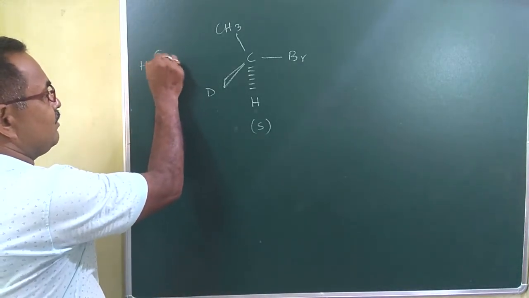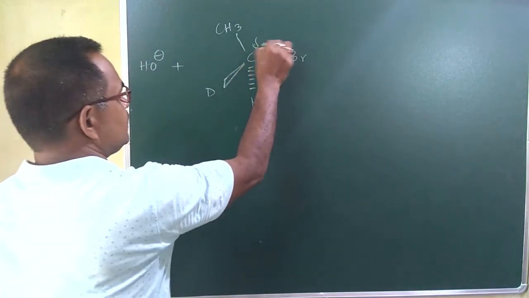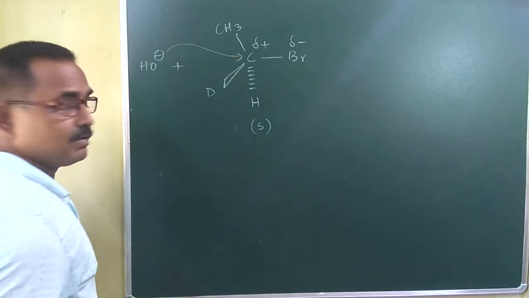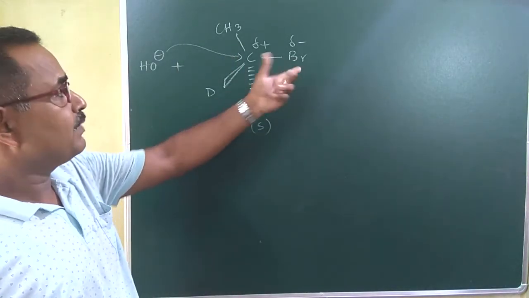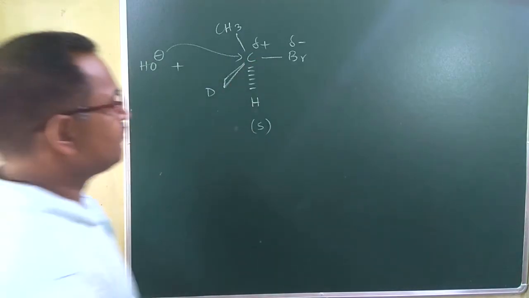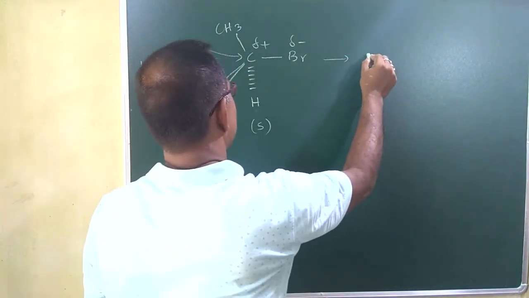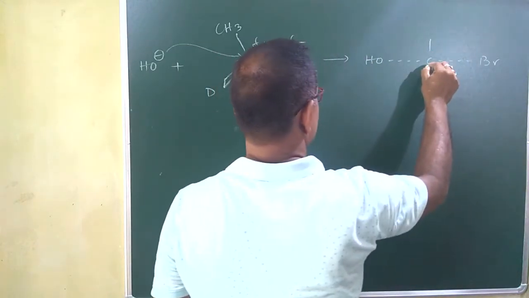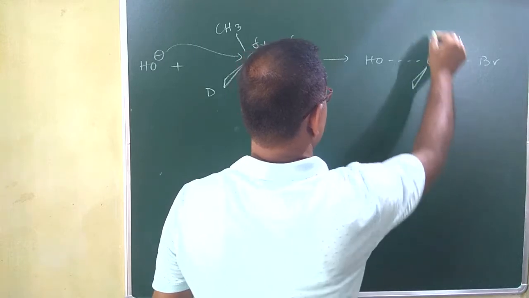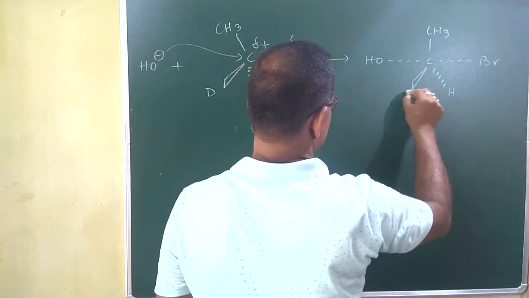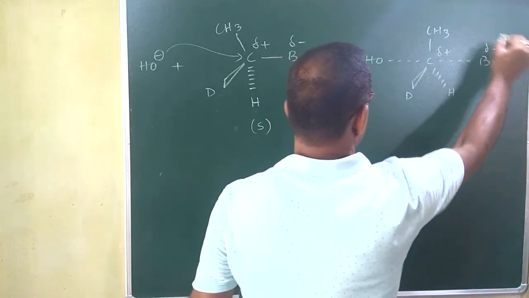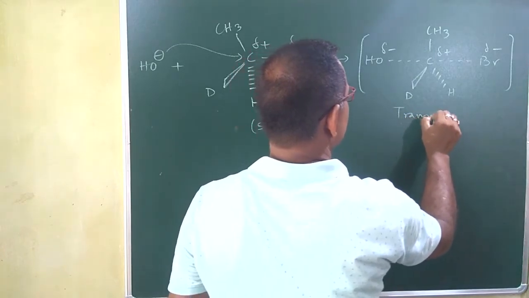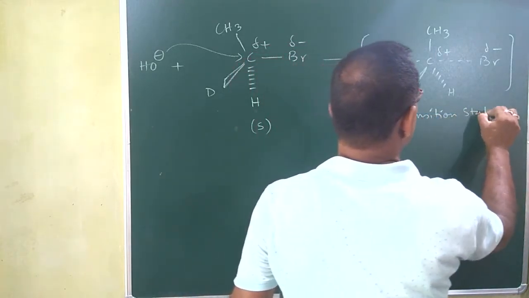Suppose hydroxide ion is the nucleophile. Carbon is delta plus, bromine is delta minus. Hydroxide ion will attack from the opposite side of the leaving group, bromine. This is the basic thing of SN2 mechanism. And as a result of that, initially you have a transition state like this. This is methyl, this is hydrogen, this is deuterium, carbon is delta plus, bromine and hydroxide they are delta minus.